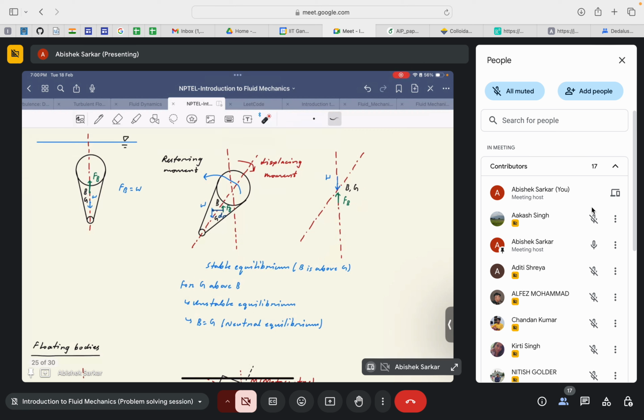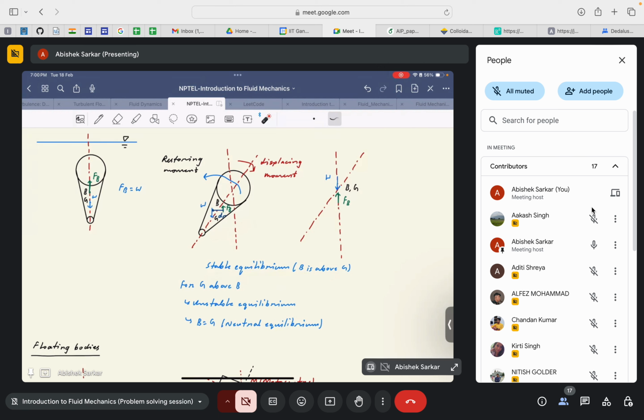So here you can see that the stability criteria for a submerged body is governed by the location of your center of buoyancy and the center of gravity. So if B is above G, we attain a stable equilibrium given by this example.